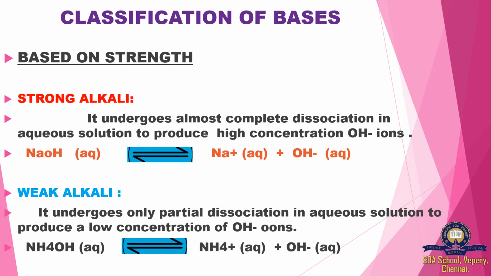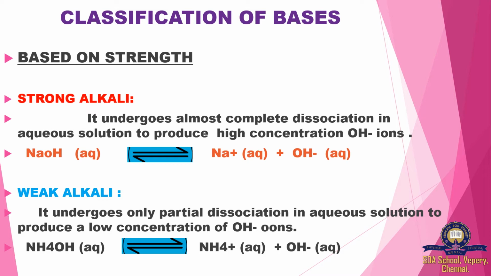Classification of bases. We are going to classify the bases based on their strength. A strong alkali undergoes almost complete dissociation in aqueous solution to produce a high concentration of OH⁻ ions. We already know that a base has to readily dissolve in water to produce OH⁻ ions. Here sodium hydroxide dissolves in water, giving Na⁺ ions and OH⁻ ions.